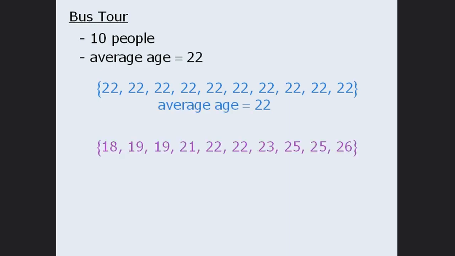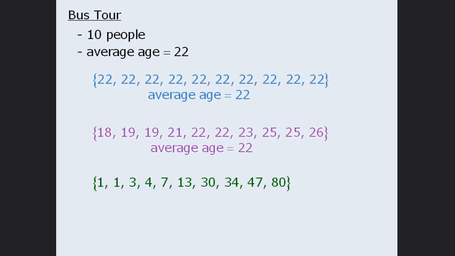Or these could be the ages of the 10 people, in which case the average is also 22. We should also recognize that the ages could look something like this, and still have an average of 22. So as you can see, although the average is 22 for all 3 sets of numbers, the numbers themselves are quite different. So knowing only the average age does not necessarily give us a clear picture of the population.